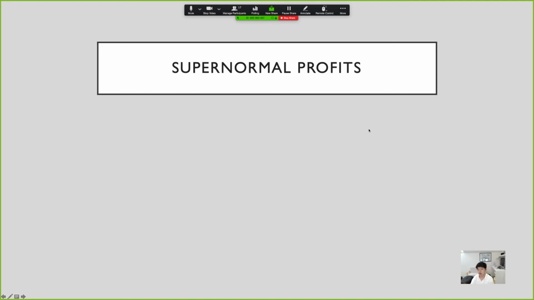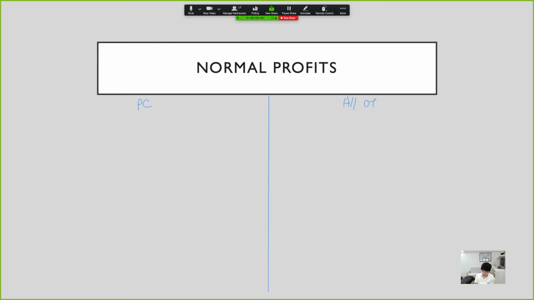Okay. Now let's move on to draw a normal profit diagram. We need to split this up, because your profit diagram for PC and all other market structures has to differ. Your PC is one diagram and all other market structures is another diagram. So make sure that you have a different diagram for each of these. We start first with the PC one.